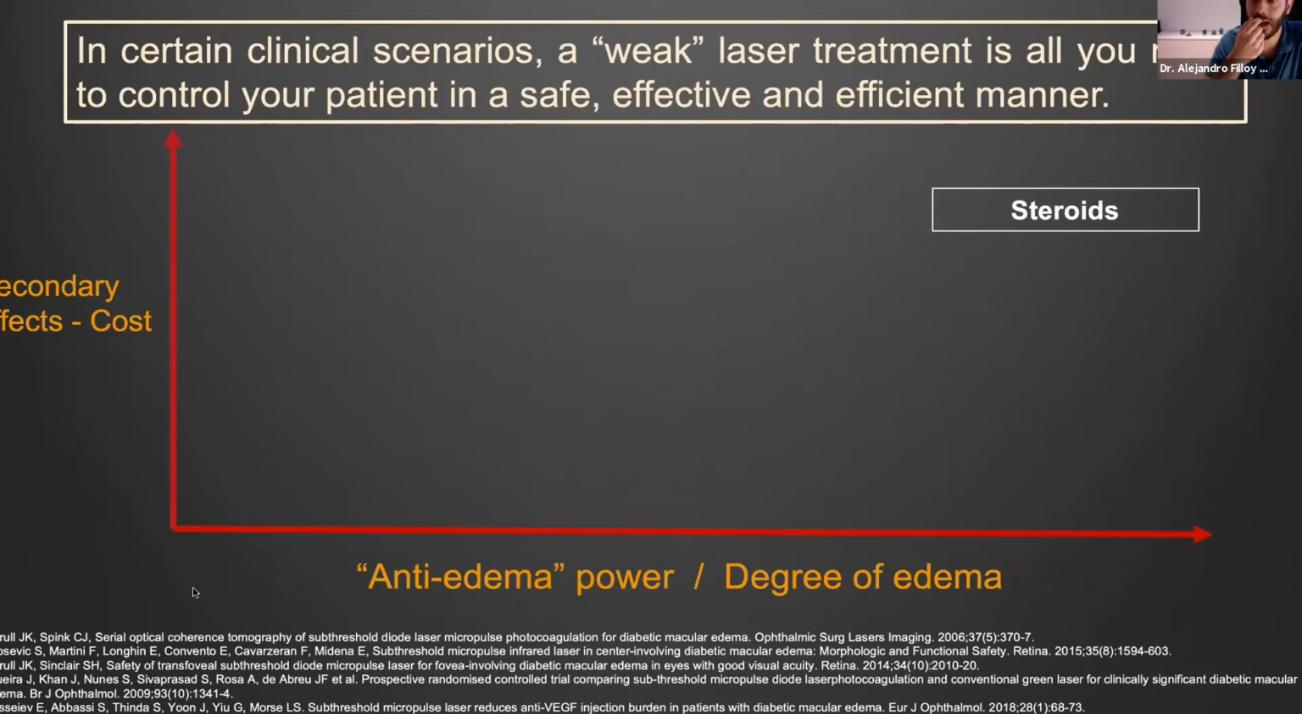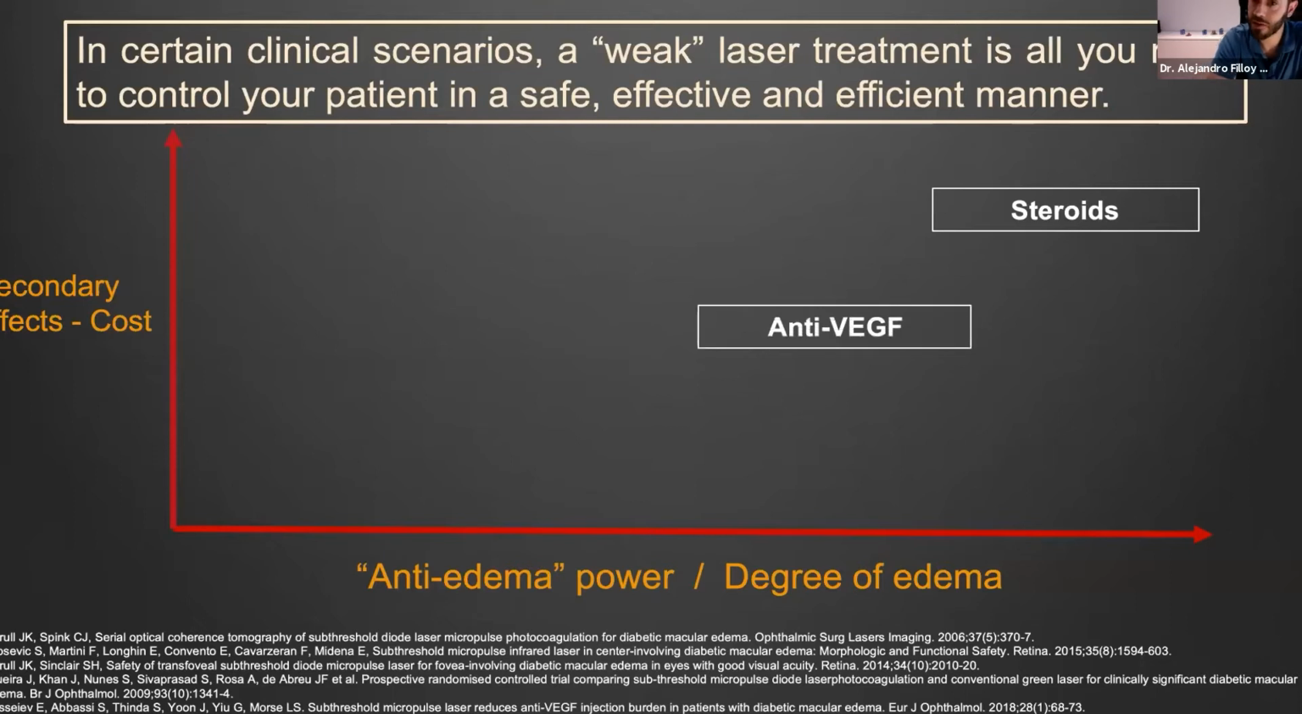Here, first of all, I have placed steroids, intravitreal steroids. I think it cannot be much discussed that in case of a huge out of control edema, steroids are usually the first option, and they are extremely powerful. They also come with a remarkable portfolio of secondary effects, cataract, glaucoma, and are usually the most costly option when talking about Ozurdex or Iluvien.